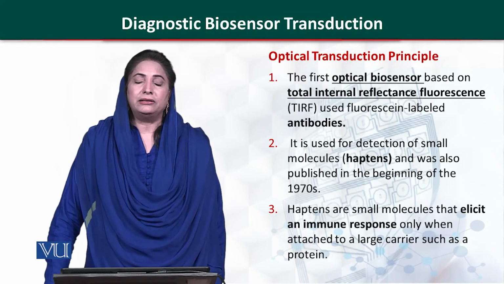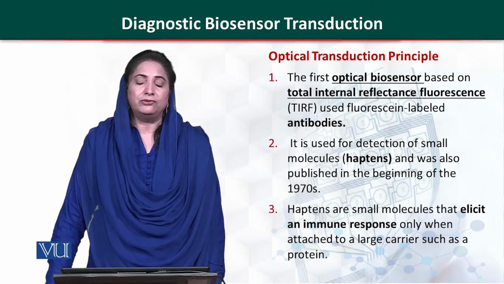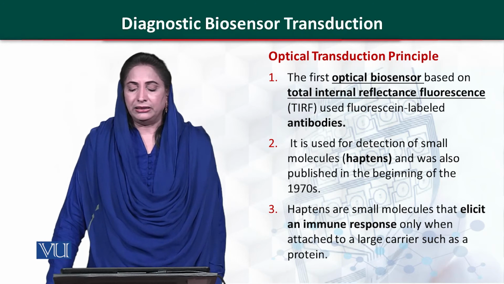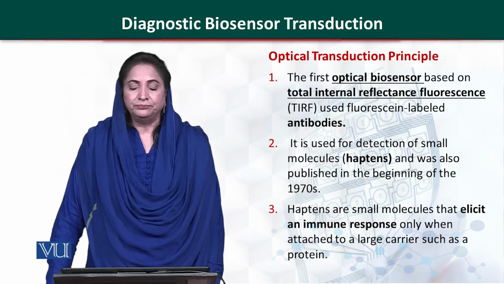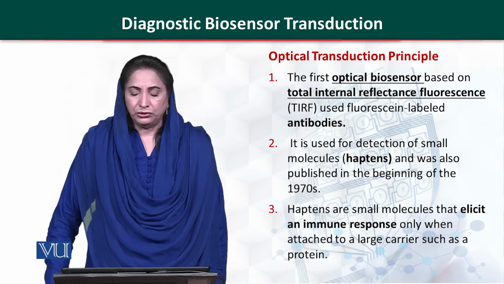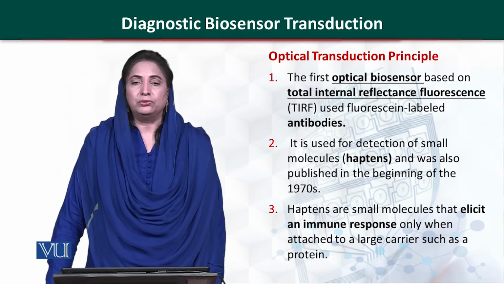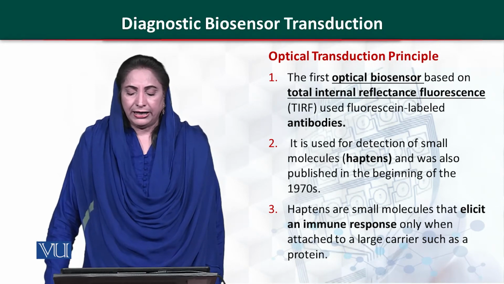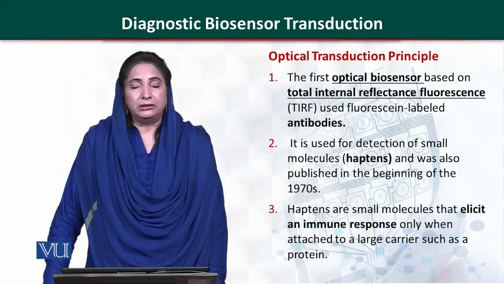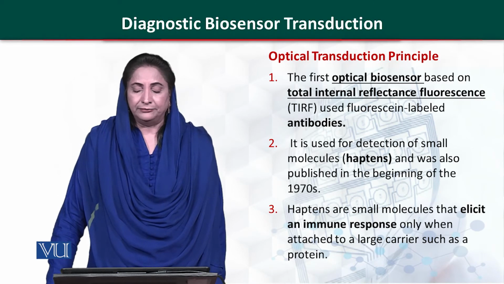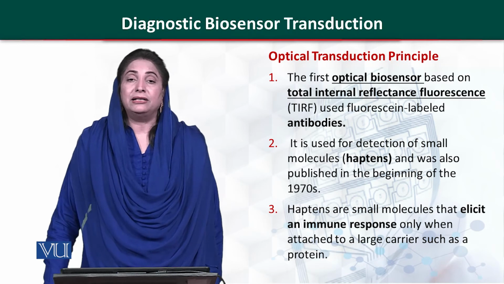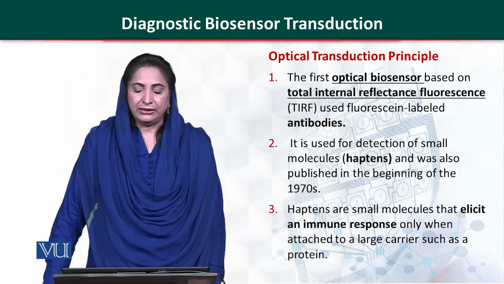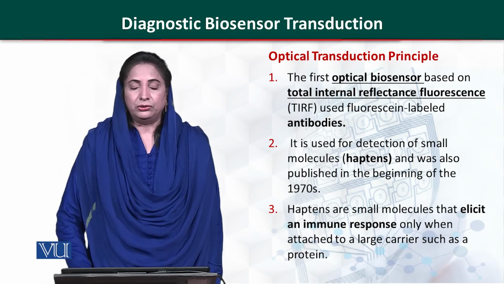In the case of the optical transduction principle, the first biosensor reported using the optical technique was based on total internal reflectance fluorescence. In this case, antibodies were used for the detection of small molecules like haptens, and it was reported in the 1970s. Actually, what are haptens? Haptens are small molecules. They can elicit an immune response when they attach to a large molecule, just like a protein.